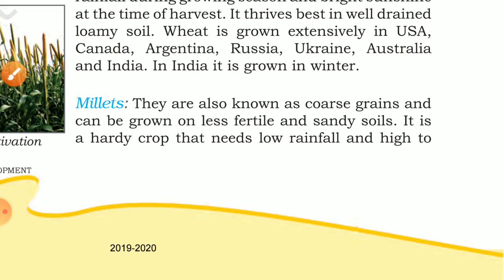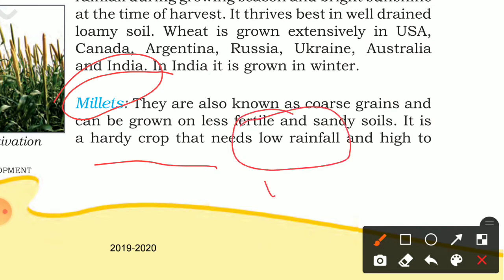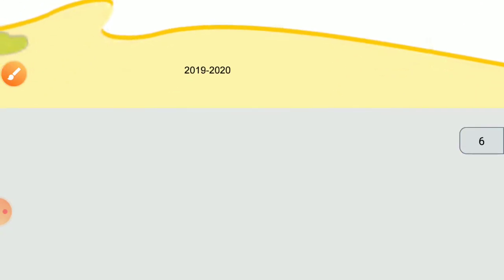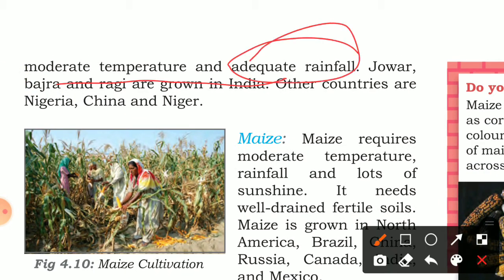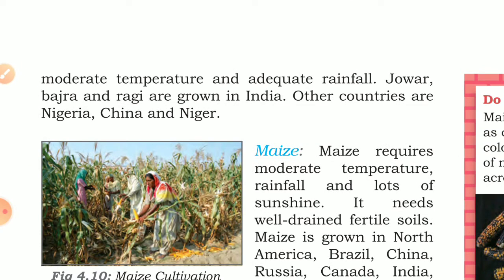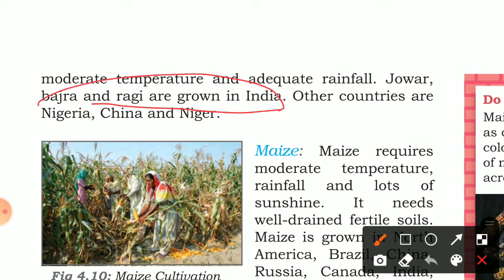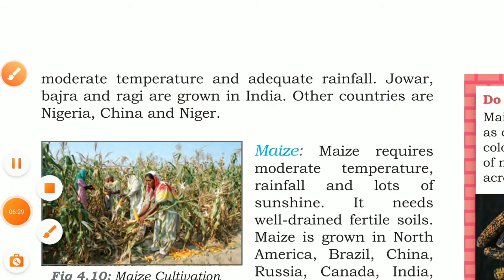Now millets. They are also known as coarse grains and can be grown on less fertile and sandy soil. It is a hardy crop that needs low rainfall, high to moderate temperature, and adequate rainfall. Jowar, bajra, and ragi are the millets grown in India. Other countries are Nigeria, China, and Niger. So this is about millets.